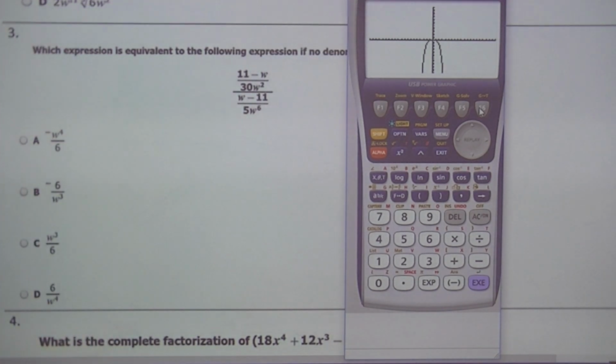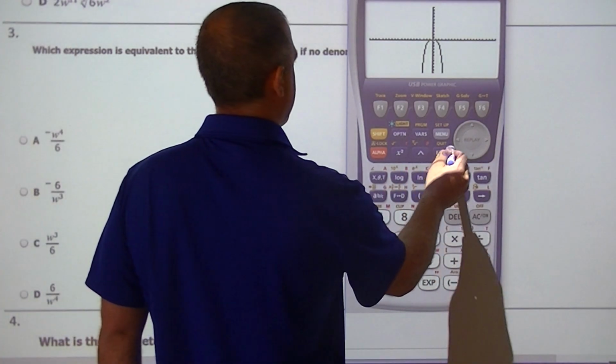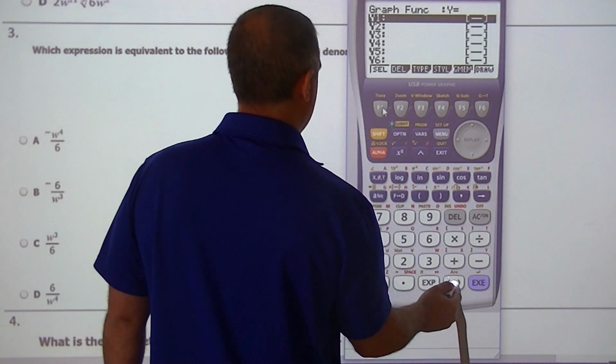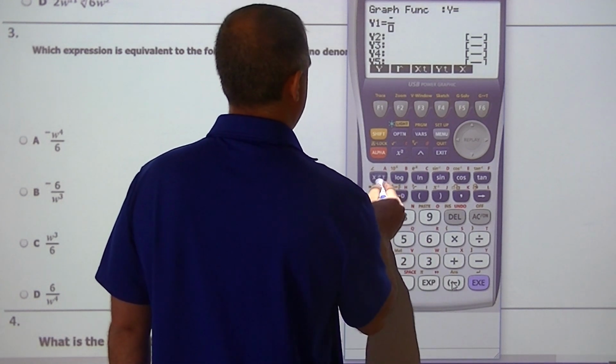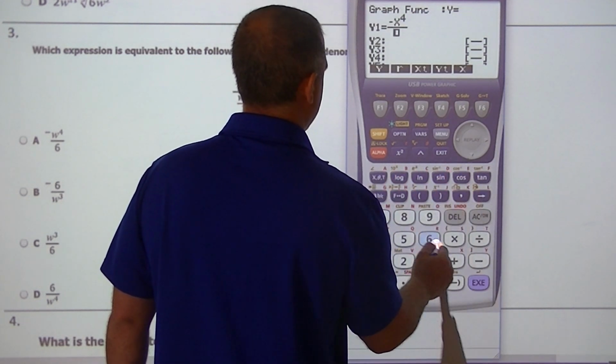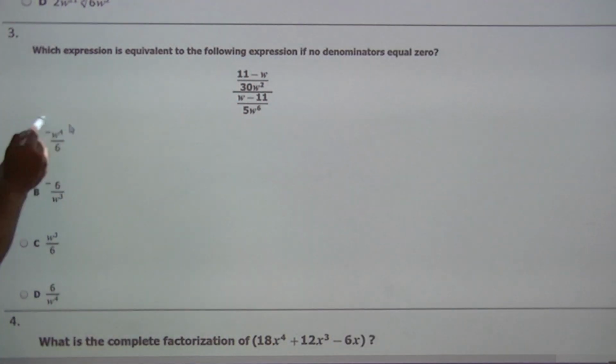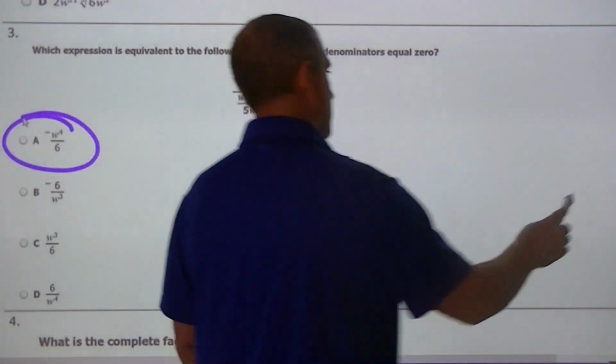Now, I think A is going to be my answer. Let's see if that's the case. So I just got to match the graph now. I got a fraction button, negative x to the 4th over 6, and draw, and it's the same one. So that would be my answer.